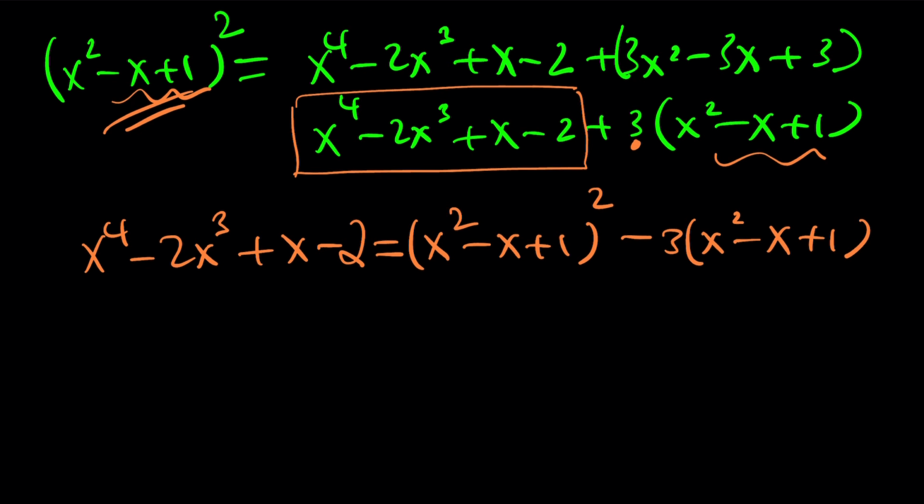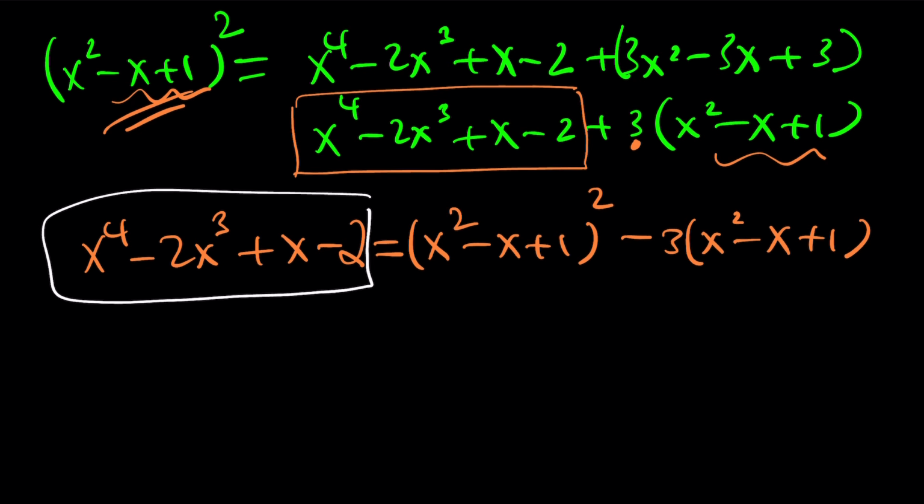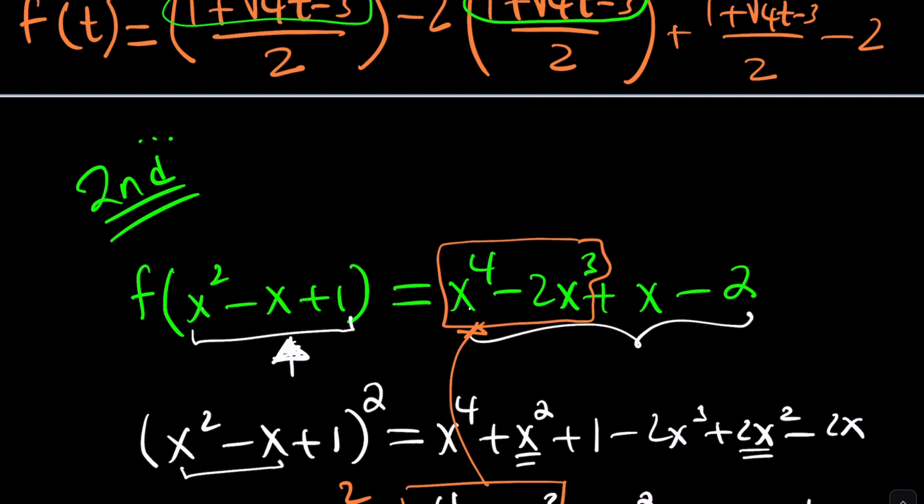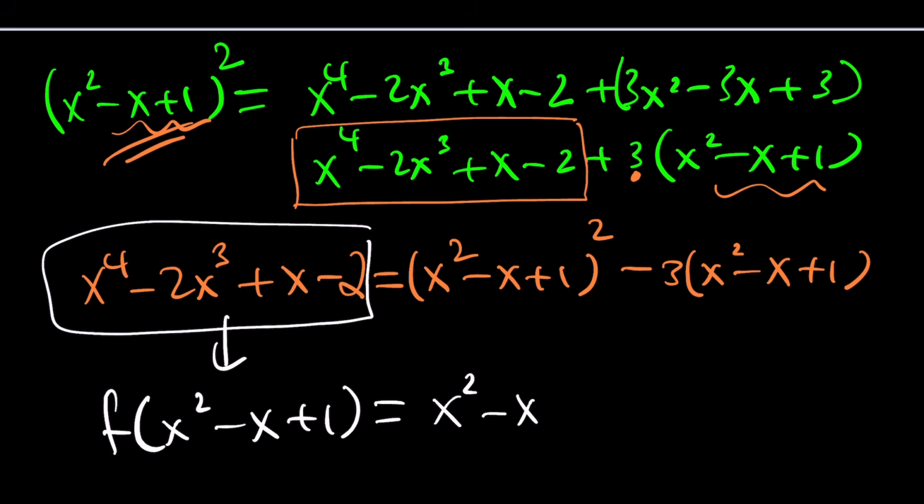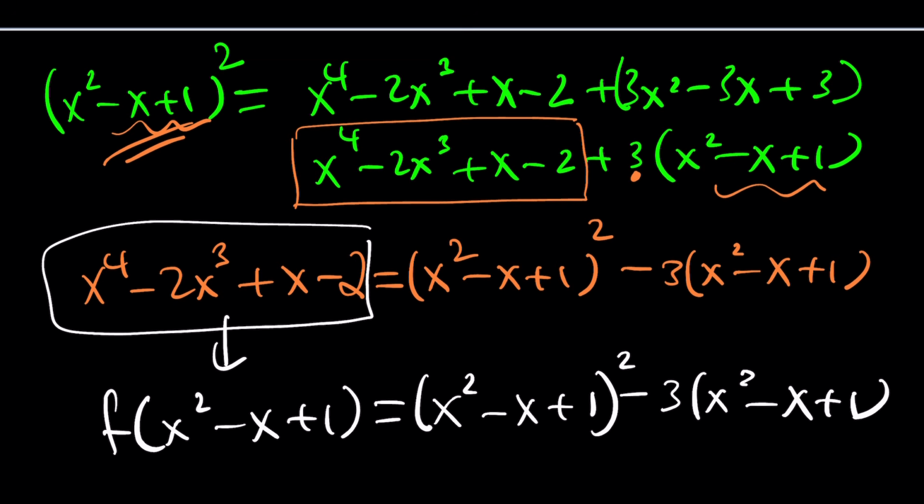Now, you can go ahead and replace this with the original expression, which is f of something, right? So now we're going to replace this with f of x squared minus x plus 1, because that's what it is. And on the right-hand side, you're going to get the same thing over and over, which means we are almost done, okay?